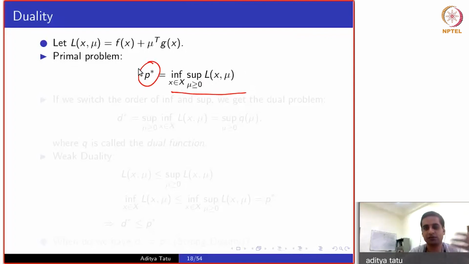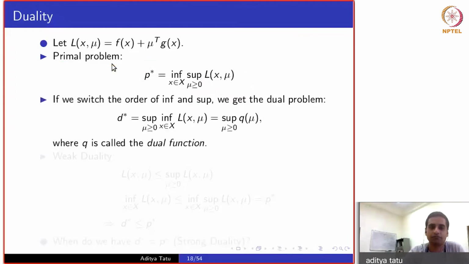Since this is the original problem, we call it the primal problem. Now, what happens if I switch the order of supremum and infimum? If you look at the primal problem, I'm first taking supremum, then following it up by infimum. Instead of that, if I first take infimum, then take supremum, what happens?